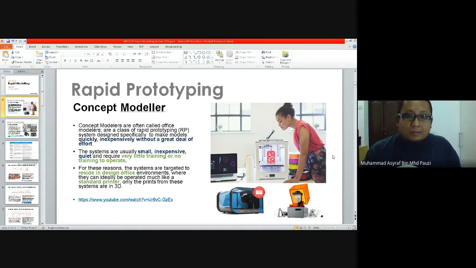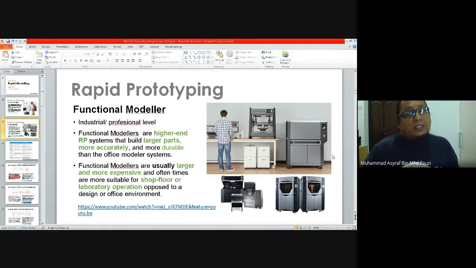So that is the concept modeler, or we call it a consumer printer, or office modeler, office printer or office 3D printer. There are a lot of jargon, a lot of terms being used. Some of it is just called an office modeler or a desktop printer, or a consumer printer. So next is the functional modeler.